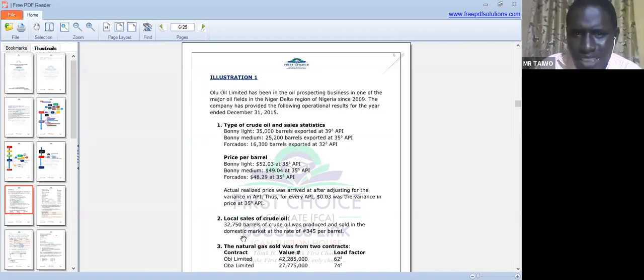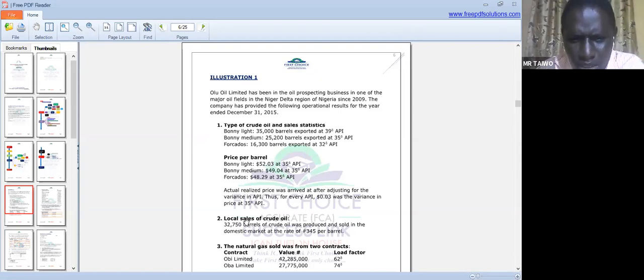So what does that mean? It means that, based on these Bonny Lights, if you're having a 39 degree here, as compared with 35 degree, what's the difference now? The difference is 4 degree. That means 4 degree times $0.03. That is what you're going to add to this $52 to give you the price you are going to sell the oil outside the shores of the country. I hope you're getting me now. So that is that for the oil.